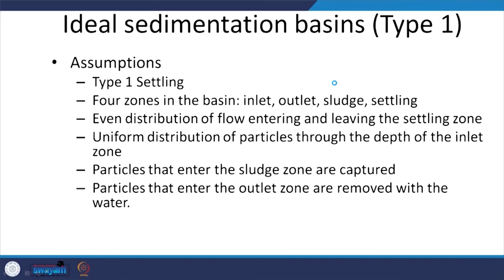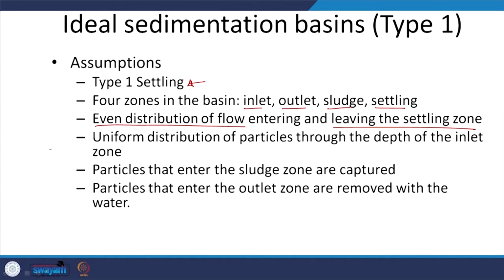Let us move on. So, ideal sedimentation basins, there are some assumptions. First thing is we are talking about type 1, that is why discrete. As we looked at in the relevant video, we have inlet zone, outlet zone, sludge and settling zone. All these are general aspects. In the inlet zone we try to achieve even distribution of flow, but that is not always possible, and in the outlet zone again even distribution of flow when it is leaving the settling zone.